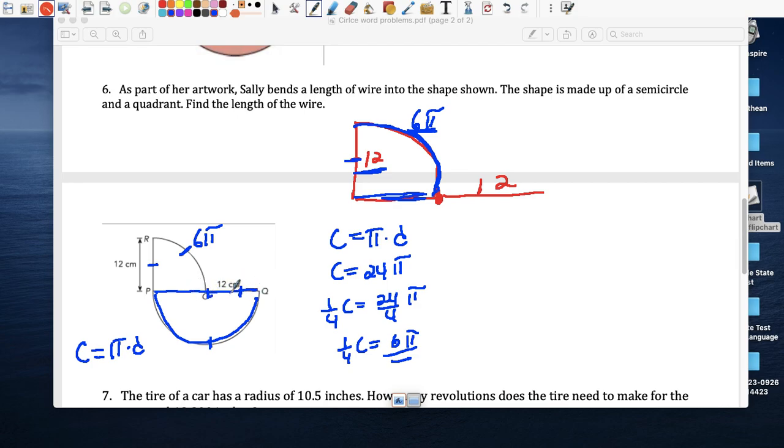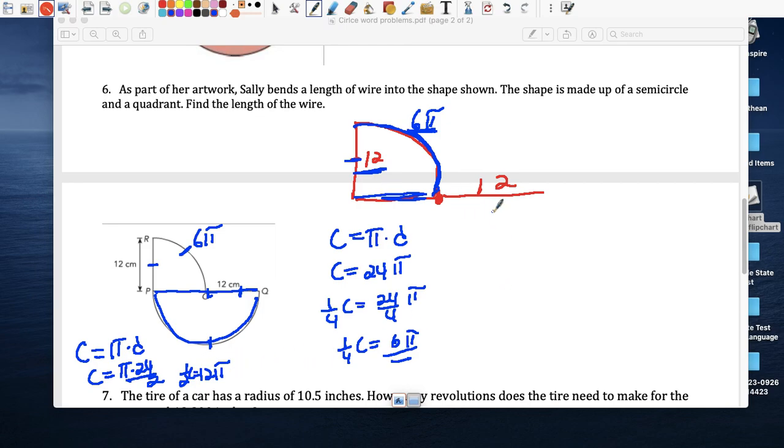And if we know the radius is 12, we know the diameter is 24. So it's C equals pi times 24. And we're going to divide that by 2, right? We're going to divide that by 2 because I'm only interested in half. So half of the circumference is going to be 12 pi, right?